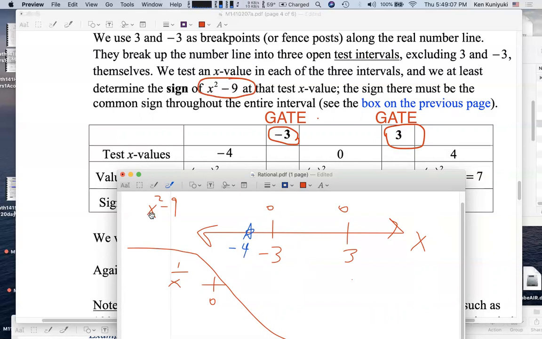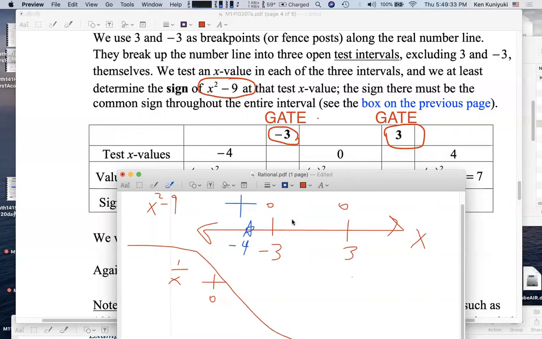What do you get? You get 16 minus 9, which is +7. I don't care that it's +7. I just care that it's positive. Now, because x squared minus 9 is positive in value at x equals -4, it's positive in value all throughout this window. Because if it changed sign, we'd need another fence post.